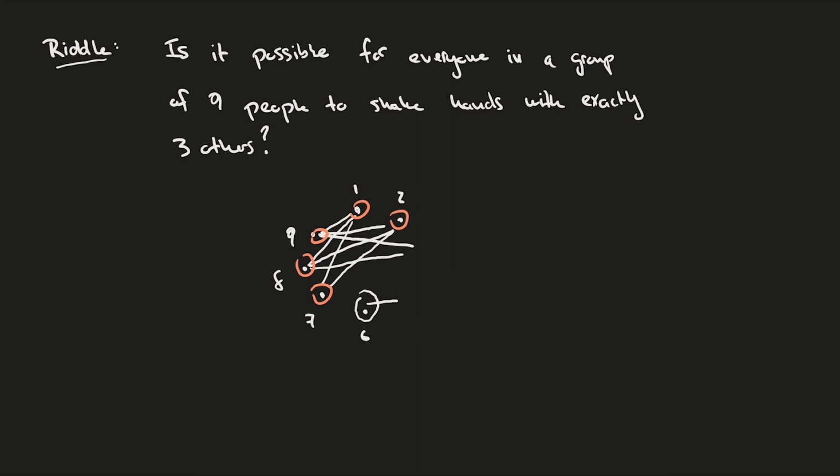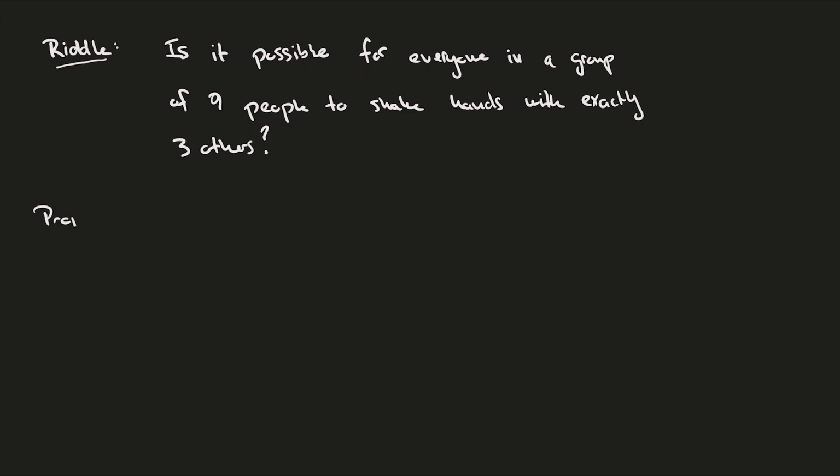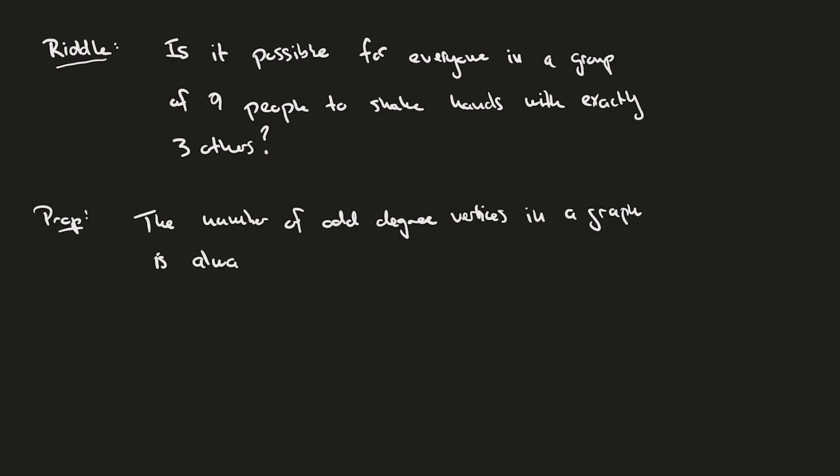In fact, this is the final proposition we'll prove today. It states that the number of odd degree vertices in a graph is always even. Thus, in particular, if we have a 9-vertex graph, we can't have all of those 9 vertices having an odd degree, for example, 3.